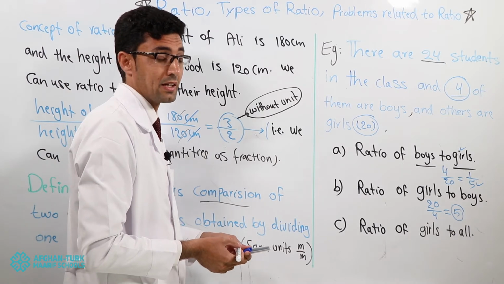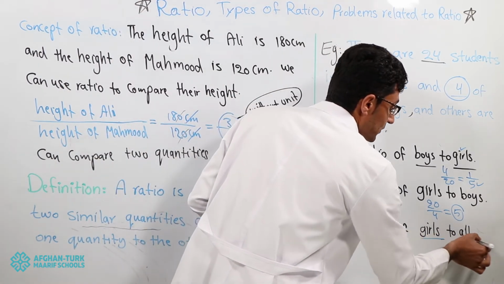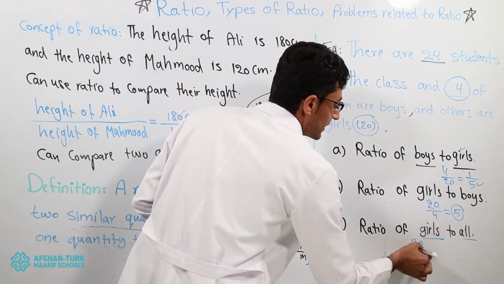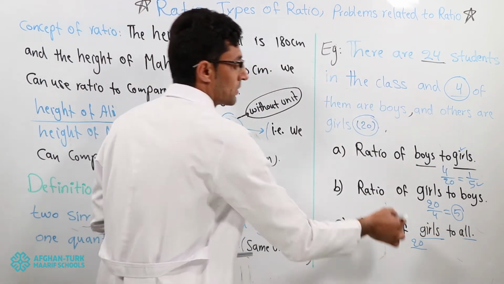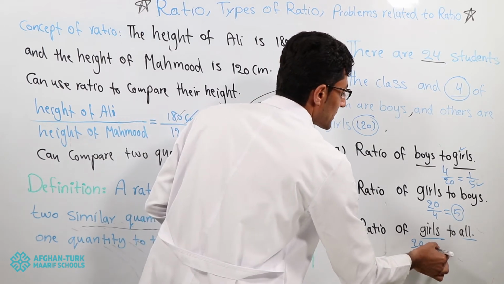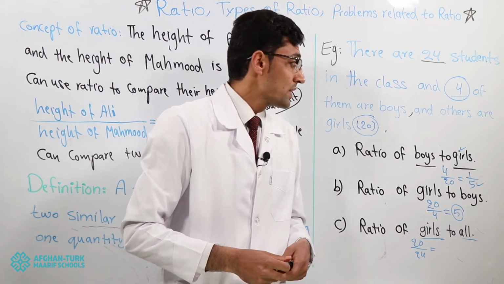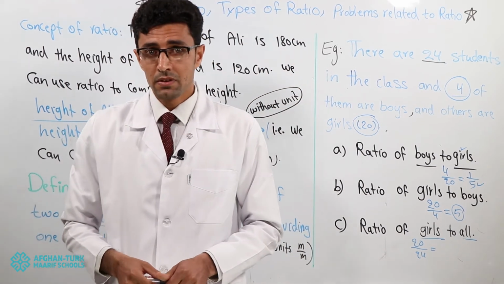It is very important. Ratio of girls to all. How many girls do I have in here? 20. And all of them are 24. So you can simplify that. Okay? It was the definition and concept of ratio.